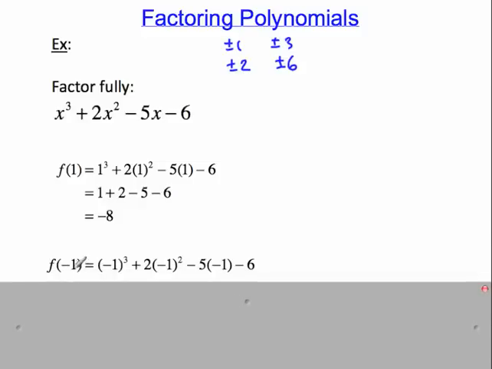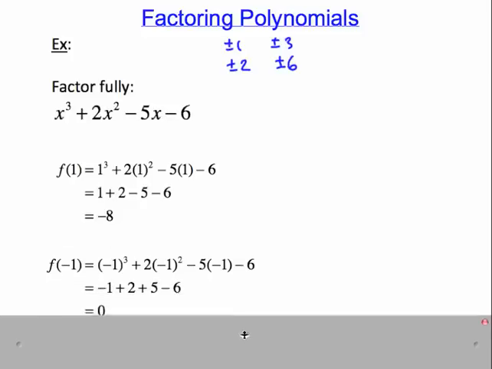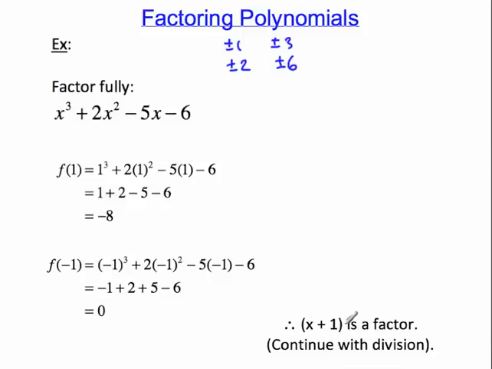When you plug in -1 into the function, you find that you do get 0. That means that x plus 1 is a factor. Remember that the number that we plug in we're calling a, and the binomial divisor or the binomial factor is x minus a. So if a is equal to -1, then x minus -1 is x plus 1. So if f of -1 is 0, then x plus 1 is a factor.